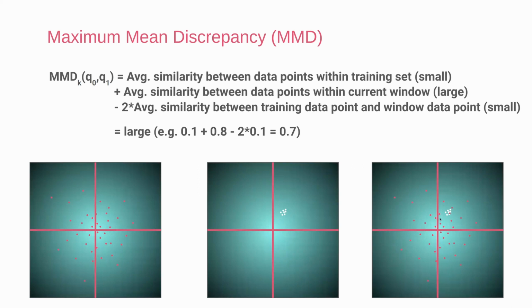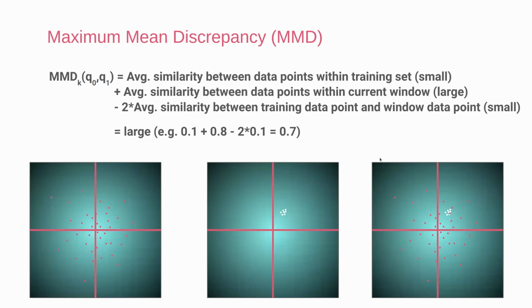They're not particularly similar. So what the MMD does is say: we've got a small similarity between training instances, add it to a large similarity between deployment instances, and take away 2 times the small cross similarities. So we have small plus large minus small equals large. It results in a large distance because of the differences between training and deployment.